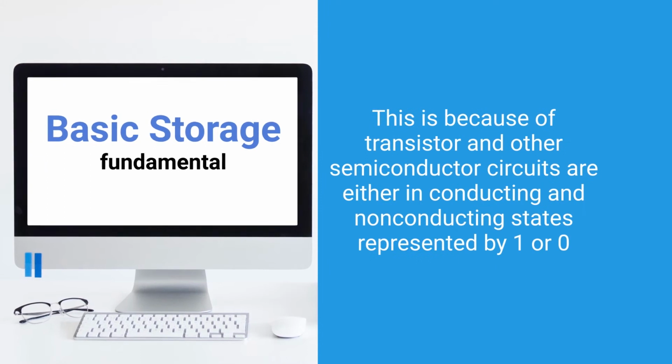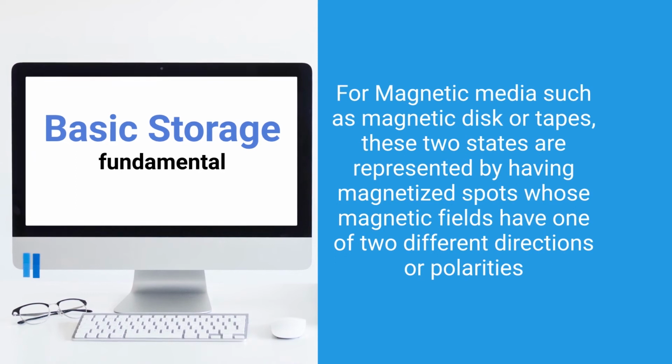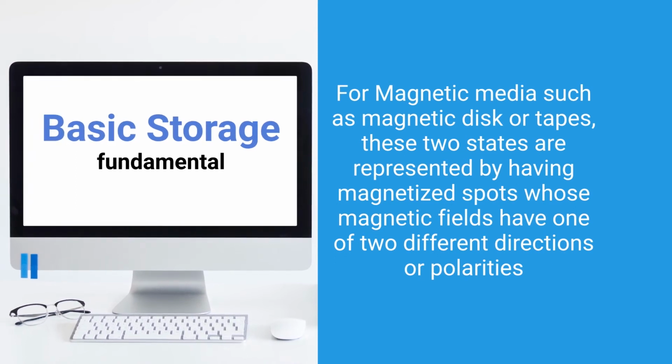If we talk about the transistors or other semiconductor circuits which are used for the main memory, then they store this information through the conducting and non-conducting states, which are represented by 1 or 0. Similarly, if we are talking about the magnetic media, then we are using the magnetic disc or magnetic tapes. Then these two states are represented by magnetized spots whose magnetic field may be one of two polarities. Based on those polarities, again, we store the information as 1 and 0.